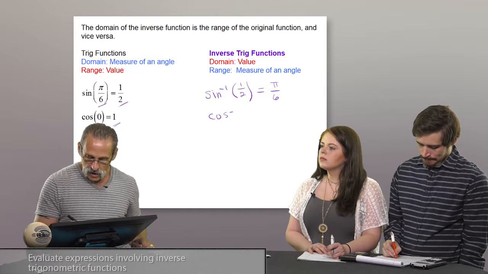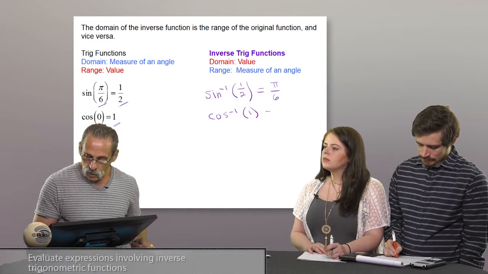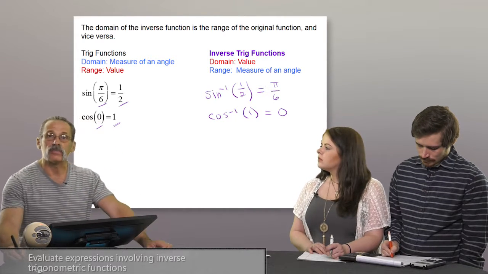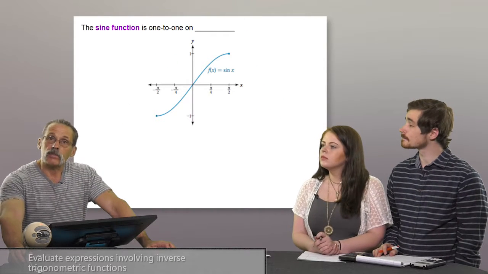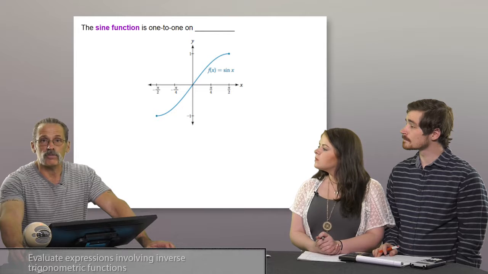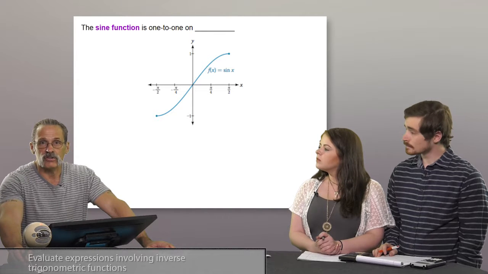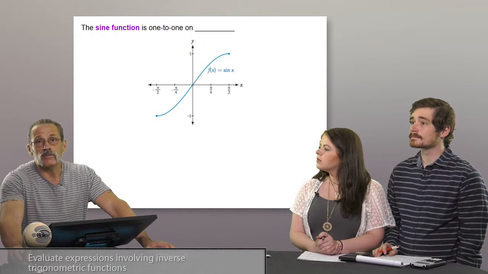Similarly, we would say the arc cosine of the number 1 is the angle 0 radians. Here's the problem, though, with trig functions. They're periodic. Their shape repeats over and over, and they all fail the horizontal line test. So how do we get these inverse trig functions?